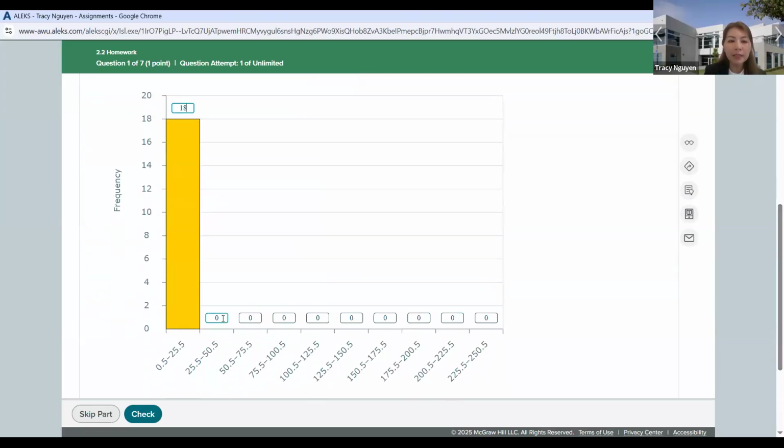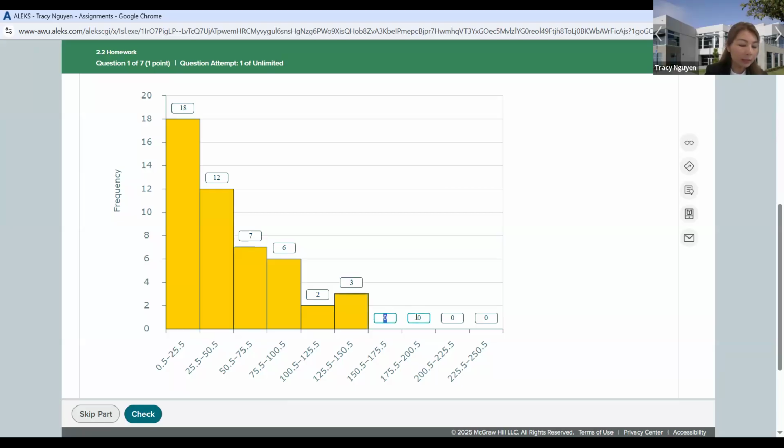So you key in the number 12, press enter, or even without pressing enter, when you move over to the third one where you need to key in the frequency, the system will plot it for you. I'm going to key in 7, 6, 2, 3, 0, 2, 0, 2, and press enter. So this is what we have for our histogram.